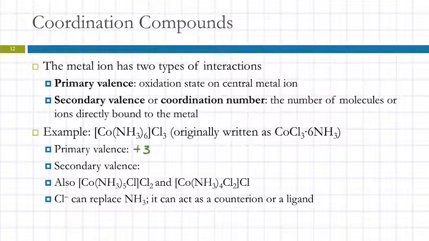So let's look at this formula and identify what's the primary valence, the charge on the cobalt ion. It's +3. We're going to figure that out by looking at the charges on the ligands. Here, the ligands don't have any charges. And then we're going to look at the counterions. We've got 3 -1 ions. This whole thing's neutral, so the cobalt must be +3. The secondary valence is how many ligands are attached to the cobalt? 6. There are 6 ammonia molecules attached to the cobalt. So the complex ion has brackets around it, and the counterions on the outside.